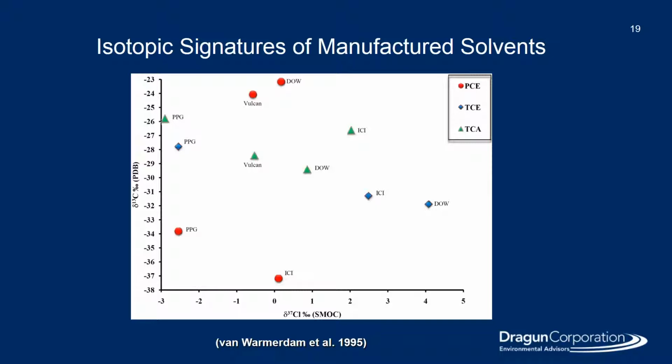So let's assume there are two dry cleaning operations. One of them used TCE from Dow, and the other one used TCE from PPG, and a TCE release happens. So we can use isotopes to find out who is responsible for the release.